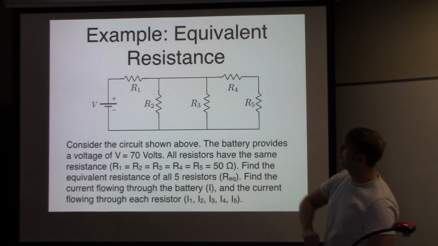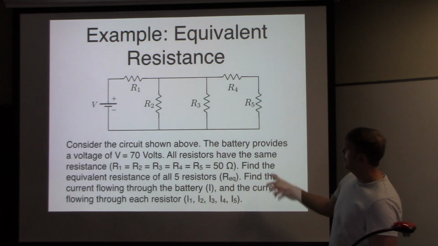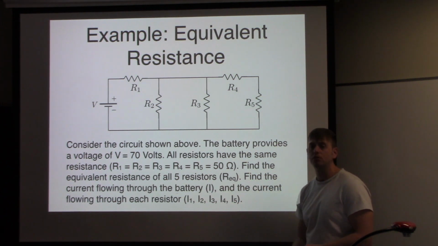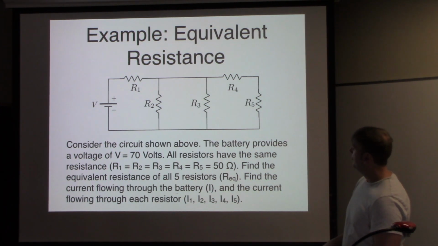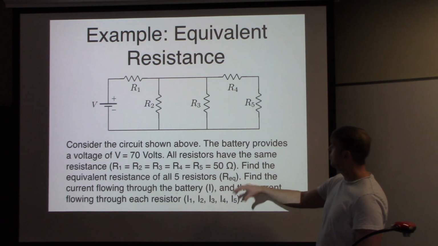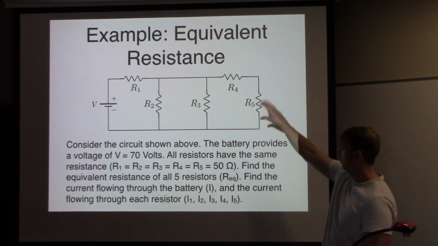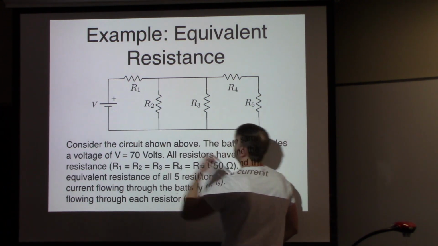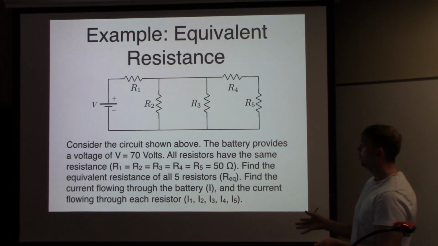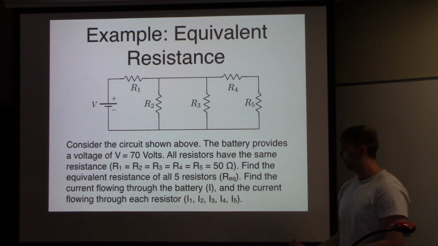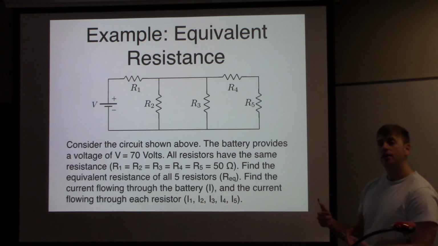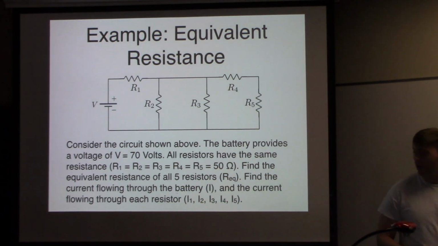All right, so consider the circuit shown above. The battery provides a voltage of 70 volts, and all resistors are identical. They all have the same resistance of 50 ohms. So we're going to do a couple of things here. We're going to first find the equivalent resistance of all five. We're going to use that to find the total current flowing through the battery. And then we're going to find the current flowing through each individual resistor. So we're going to have I1, I2, I3, I4, and I5. We're going to get all of that.